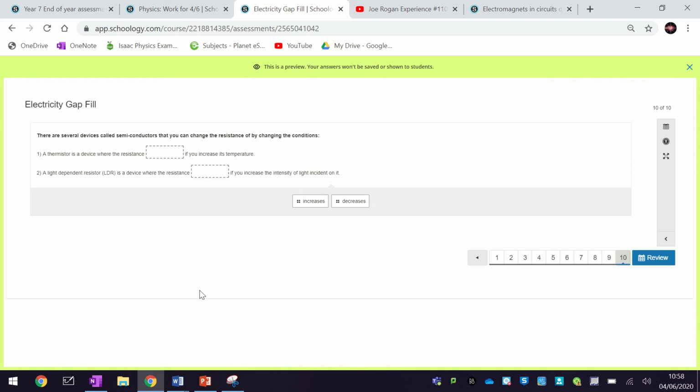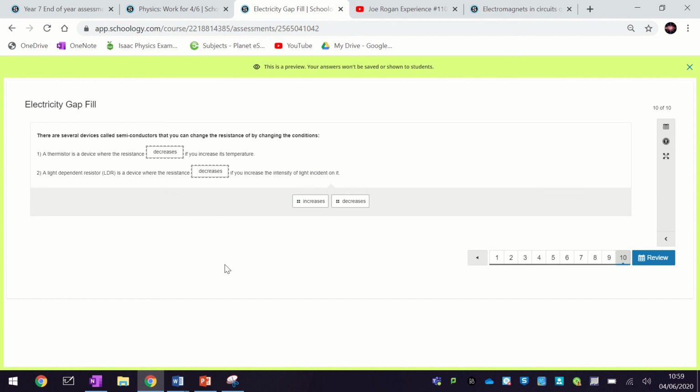Okay, finally, looking more specifically at the thermistor and LDRs, again, some rules you just have to know. A thermistor is a device where the resistance decreases as you increase its temperature, so it behaves in the opposite way to normal components, because pretty much everything, if you increase the temperature, its resistance increases. A thermistor is a special type of semiconductor where you can actually decrease the resistance. An LDR works in the same kind of way. If you increase the light intensity on it, it decreases its resistance.